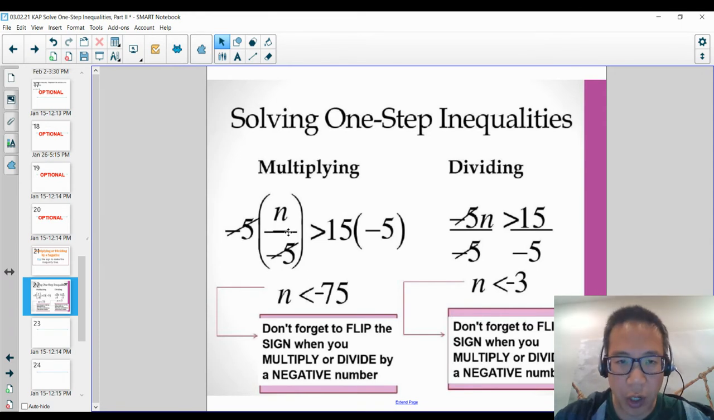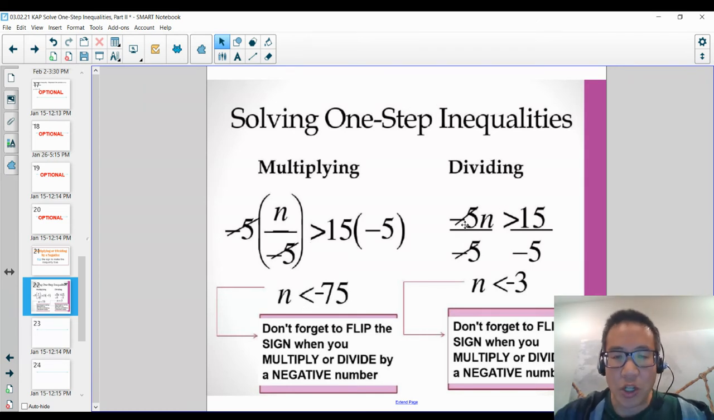To check my work, let's pick a number. Our answer has to be less than negative 75, for example, negative 100. Negative 100 divided by negative 5 is 20. Is 20 greater than 15? True. That's why you have to flip it to make the inequality true.